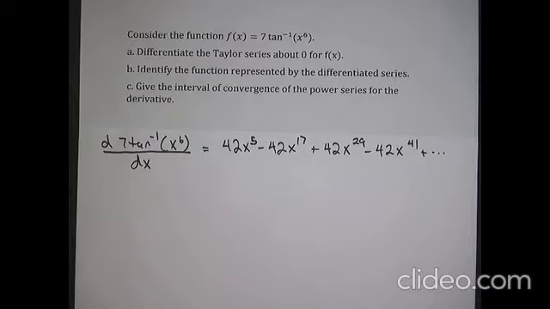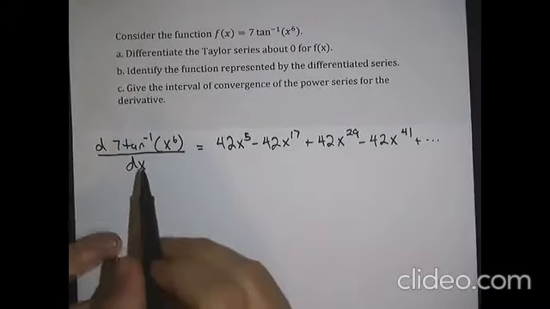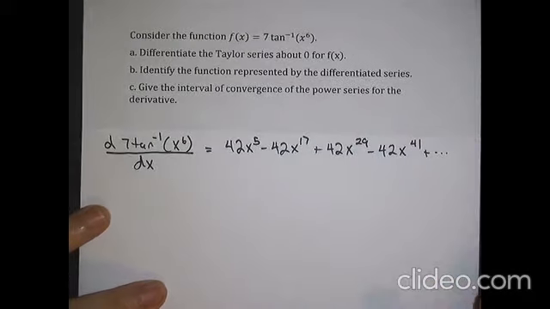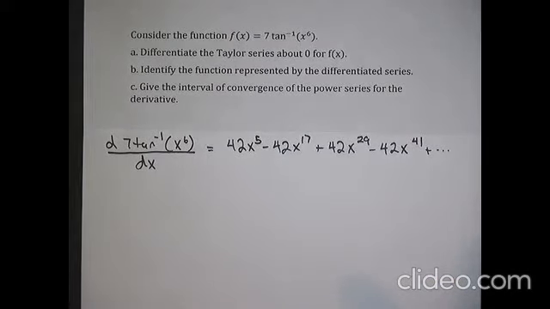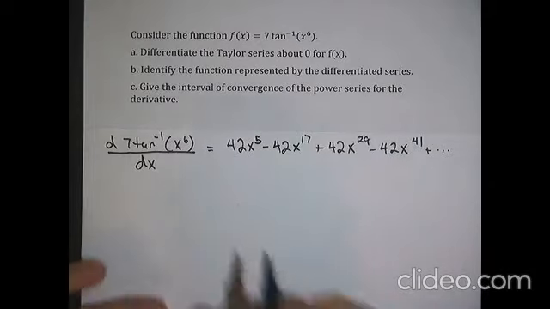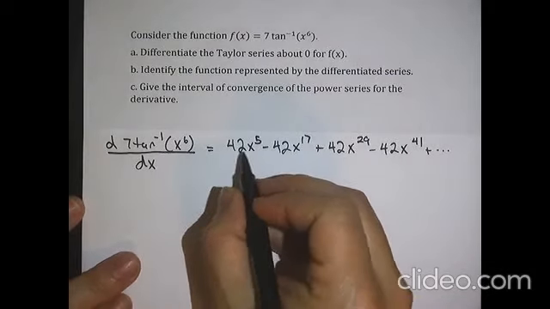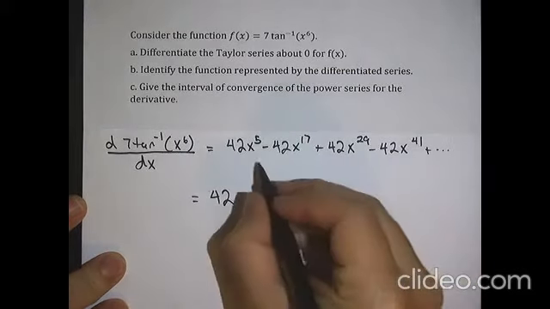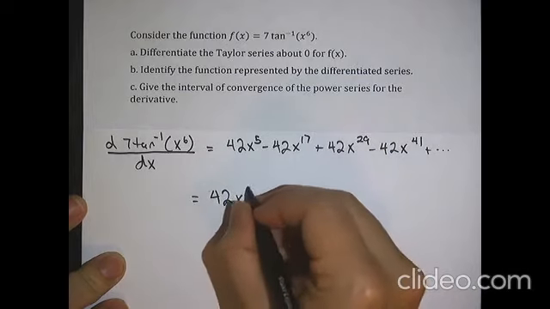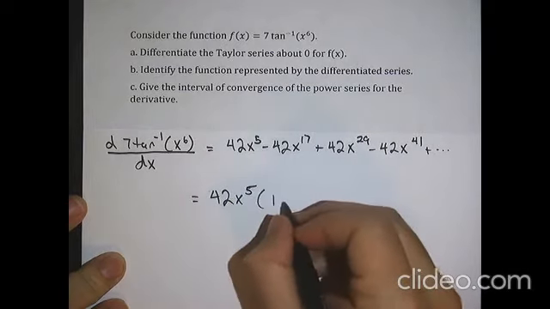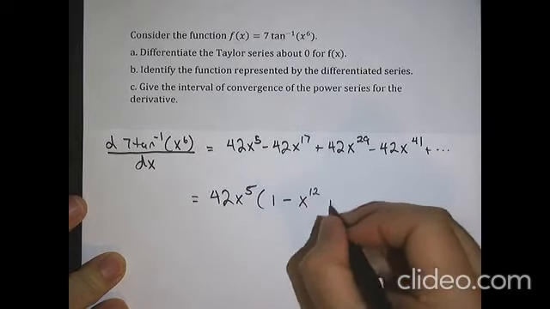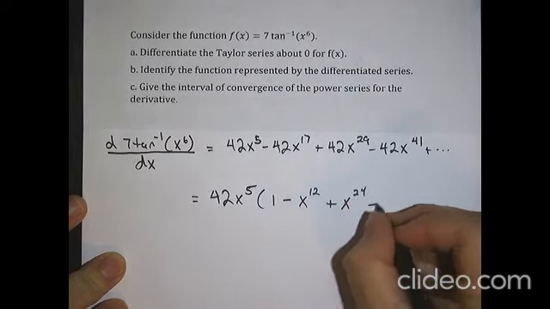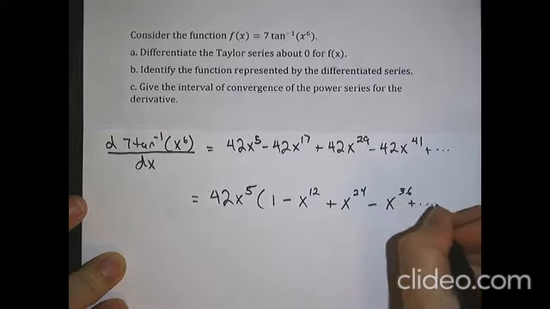Okay, for part B of this problem, we're considering the derivative that we found in part A in a previous video, and we are going to identify the function that's represented by the differentiated series. We're also going to do C in this video. So the first thing I'm going to do is factor out anything common that I can. I can factor out a 42, obviously, out of every term, and the highest power of x I can factor out is an x to the 5th. So I'll factor that out, and I get 1 minus x to the 12th plus x to the 24 minus x to the 36 plus dot, dot, dot.